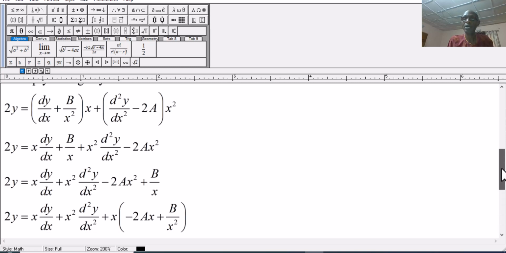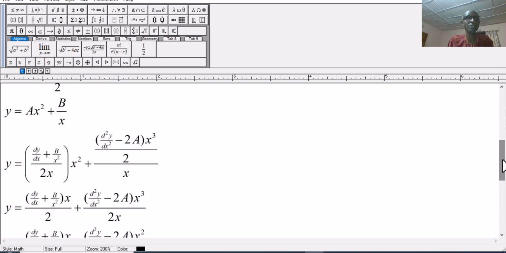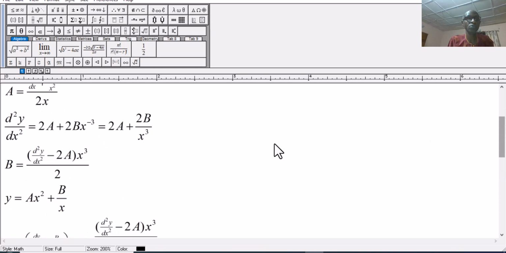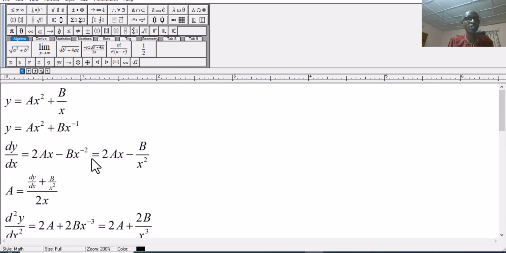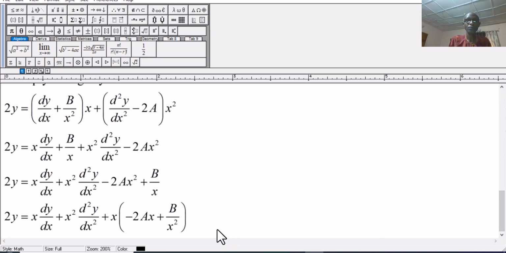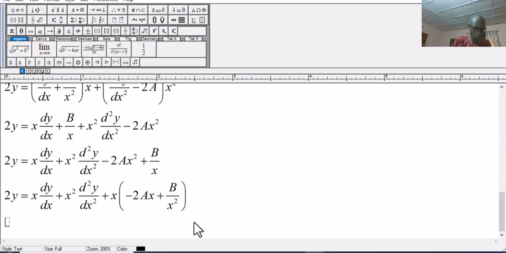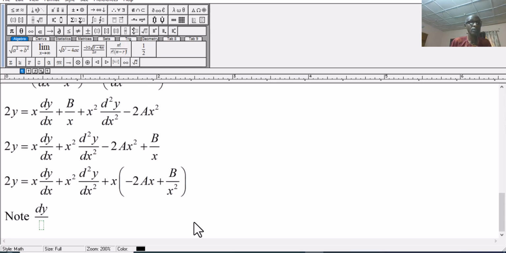Now if we look back at our dy dx, I want you to take note of it. This is what we have here. Let me copy it so that it is clear. So remember our dy dx is the same. Let me write note: dy dx is equals to this. So take note of that.